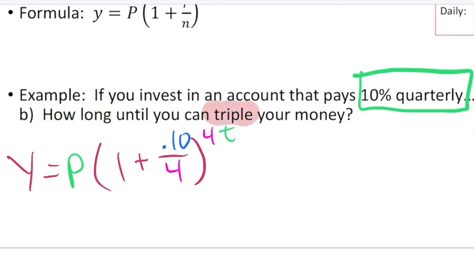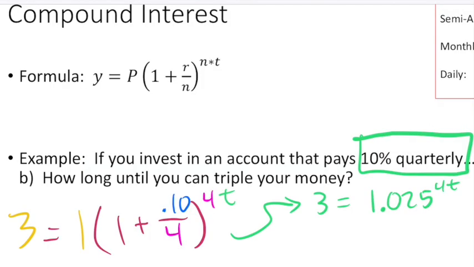But by tripling our money, we could use an example to be able to solve for t. I'm going to replace p with 1, and if you triple 1, you should get back 3. So I'll plug in 3 for y. Now I have an equation set up that I could use to solve for t. By simplifying inside the parentheses and getting rid of multiplying by 1, I get this simpler equation.